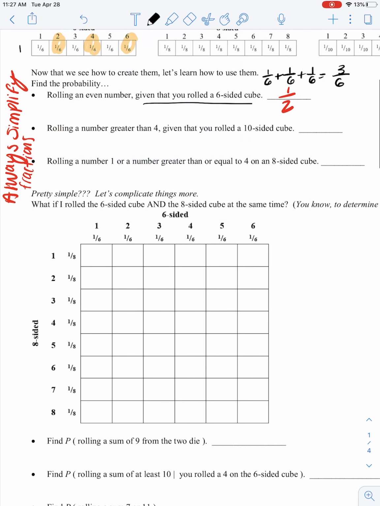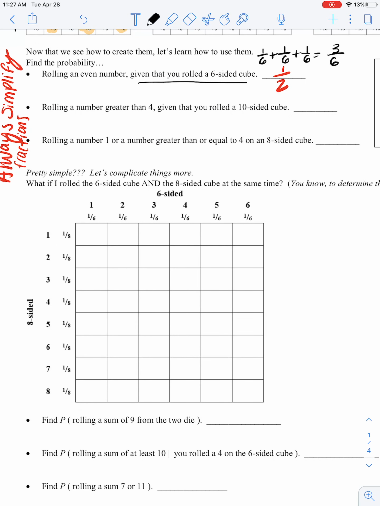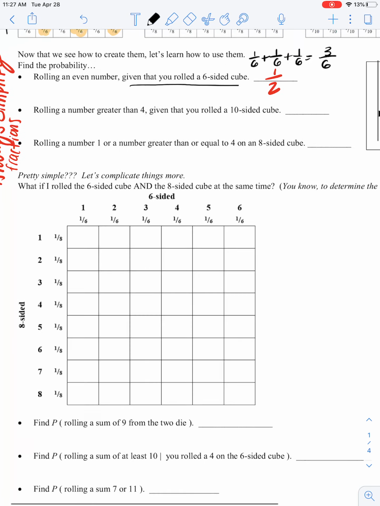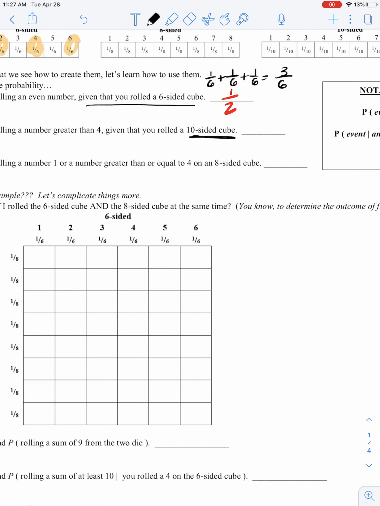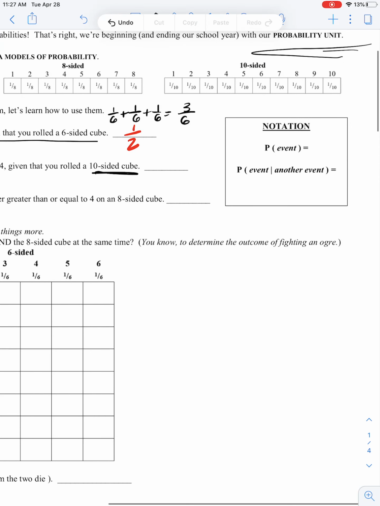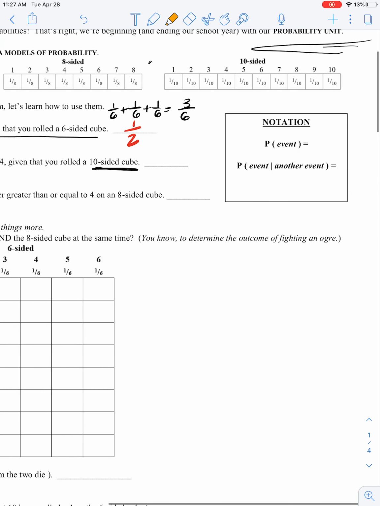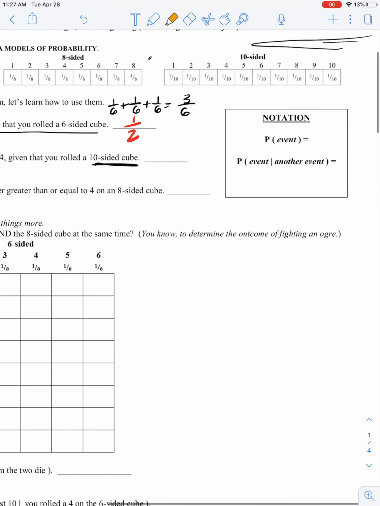Let's go to the next question. Find the probability of rolling a number greater than 4 given that you rolled a 10-sided cube. So let's go to our 10-sided cube. We want to find the probability of rolling a number greater than 4. So any number, 4 does not count. Any number greater than 4 is going to be in this calculation. How many numbers is that? 1, 2, 3, 4, 5, 6. So 6 out of 10 chances of rolling a number greater than 4, which then simplifies to 3/5.